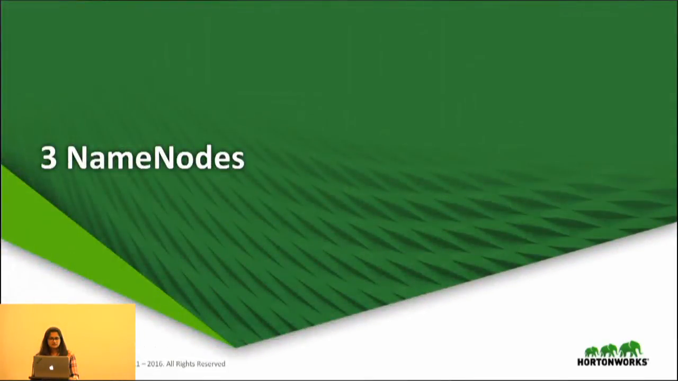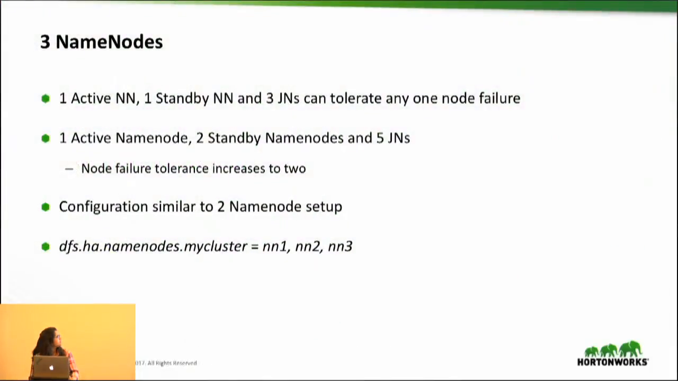Okay. For high availability, the general setup used is 2 name nodes plus 3 general nodes. This setup can tolerate any one node failure. So to achieve higher degrees of fault tolerance, we can now have 3 name nodes combined with 5 general nodes. Out of the 3 name nodes, 1 would be active and the other 2 would be standby.